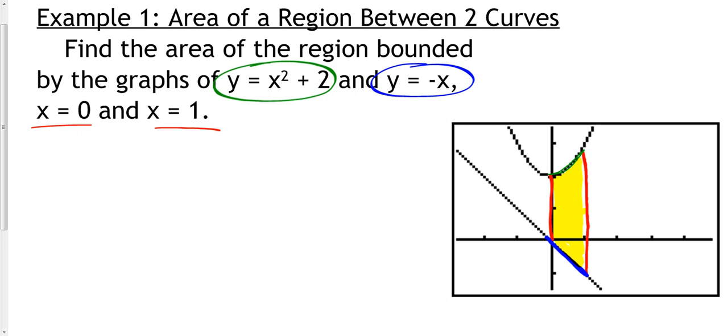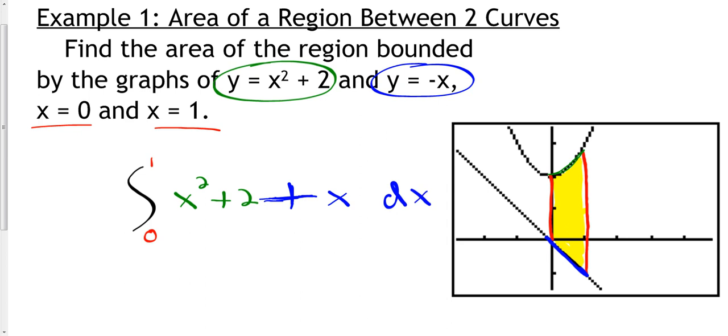So the cool thing is that the algorithm helps us out in that we can simply set up an integral from 0 to 1, the x values, and we just have to do whatever's on top minus whatever's on bottom. Well, which one is on top? The green one, the parabola, the curvy one. So x squared plus 2 is on top, minus bottom, which is negative x. So if you'd like to change, it's plus x. And that's dx.